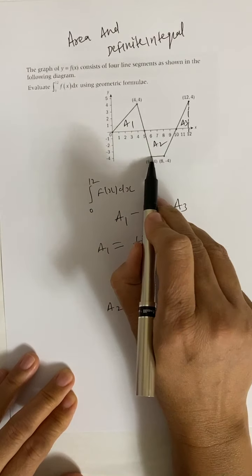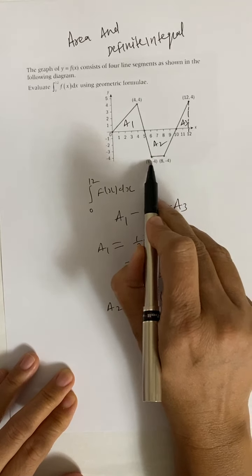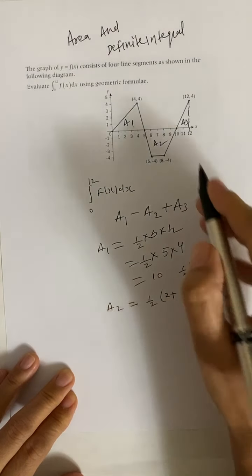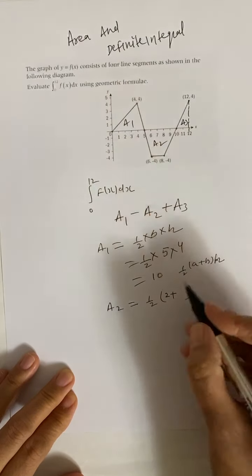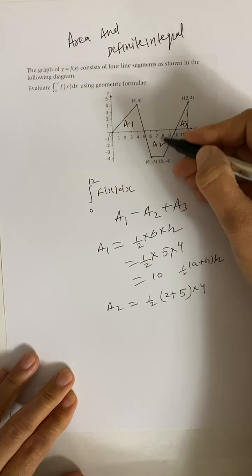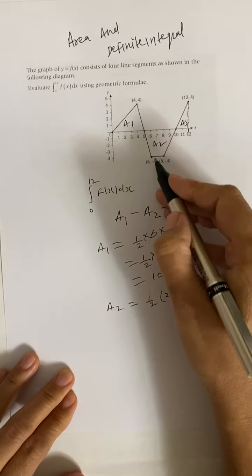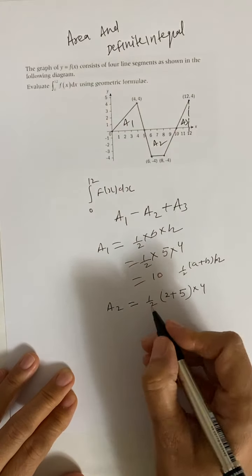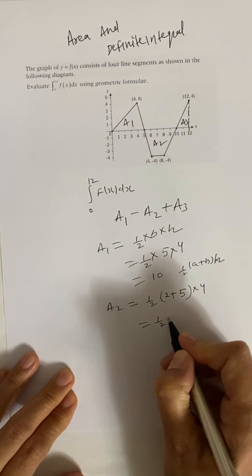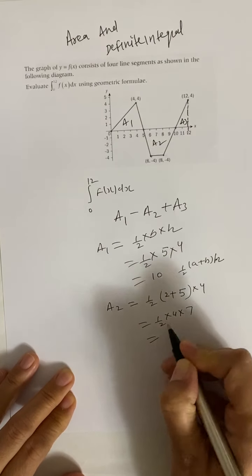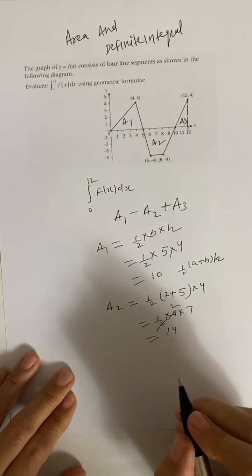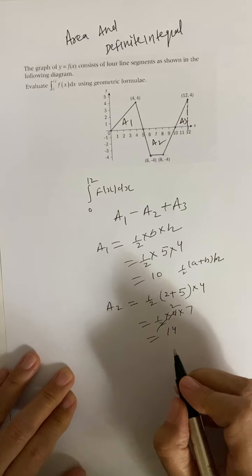Now here, the difference between (6, -4) and (8, -4) is 2, so 2 plus, and then between 5 and 10 is 5. So 2 plus 5, and then multiply by 4. 4 is the height of this trapezoid. And here, this area is going to be negative. So what we are going to do here is half times 4 times 7. So that gives you 14 here.